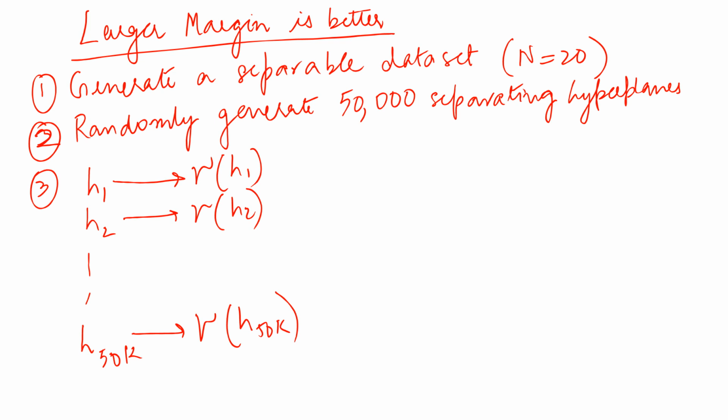Okay, so we were looking at this experiment where we are trying to find out whether larger margin is better or not. And for that, what we did was we generated a separable data set with n equals 20 and randomly generated 50,000 separating hyperplanes because, well, we can. And let's also say that we computed this optimal hyperplane, right? So let's say I had this ability to create optimal hyperplane.